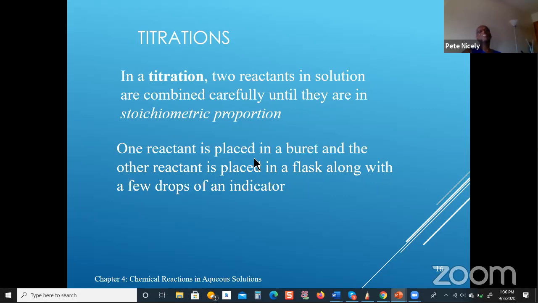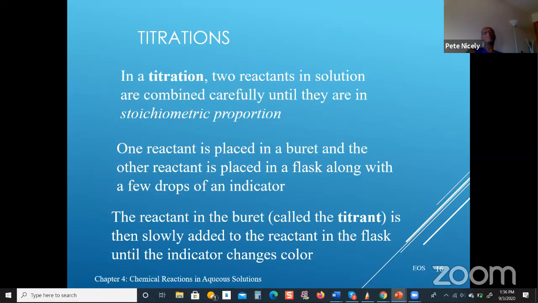So one reactant is placed in a long cylindrical burette apparatus. I don't know if you know what a burette looks like. Let me see if I have a diagram here. No, I don't, unfortunately. But a burette is a long cylindrical piece of glassware, and you basically pour your liquid into it, and you can deliver specific volumes of that liquid from the burette. And the burette has a tip at the end of it, under which you're going to place a flask, which has the other reactant and a few drops of an indicator, which indicates when you add the right amount of reactant from the burette to the flask.